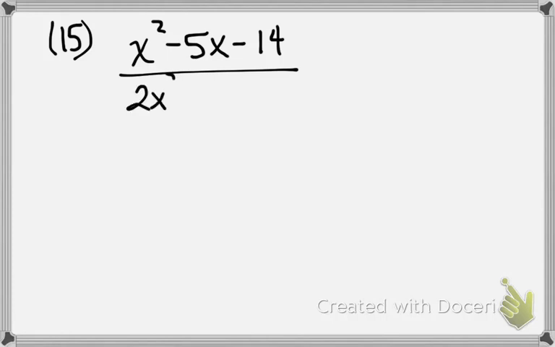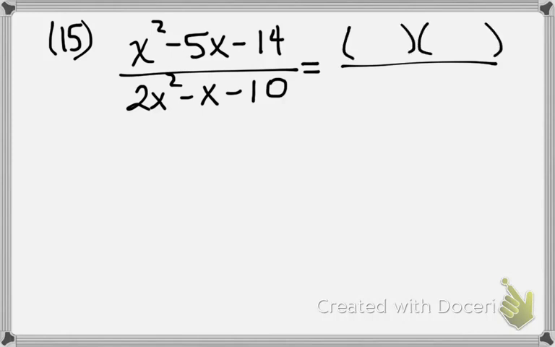Okay, so my directions say to simplify this. And the only way I can simplify it is by factoring it and canceling whatever is the same. So the first thing I have to do is factor the numerator. So I'm looking for what multiplies to give me 14 and adds to give me -5. The only thing I can think of is 7 and 2. So if I do this as x minus 7 and x plus 2.